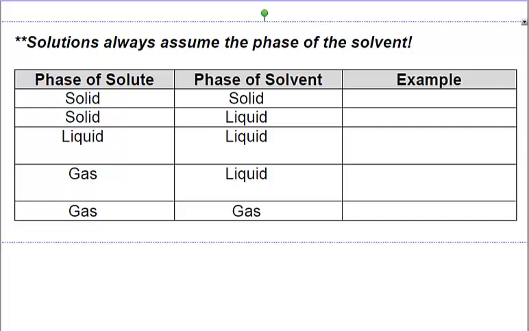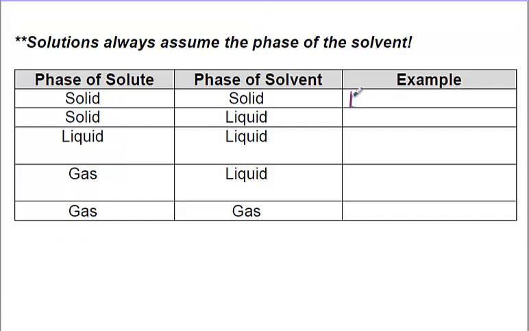All right, so solutions always assume the phase of the solvent. So if the phase of the solute is a solid, then the phase of the solvent will be a solid. An example would be a metallic alloy, like we talked about in the last lesson. So that would be brass or steel. Okay, solid phase of the solute, that's what's being dissolved in the solvent. So a liquid solvent with a solid solute. An example would be table salt plus water.